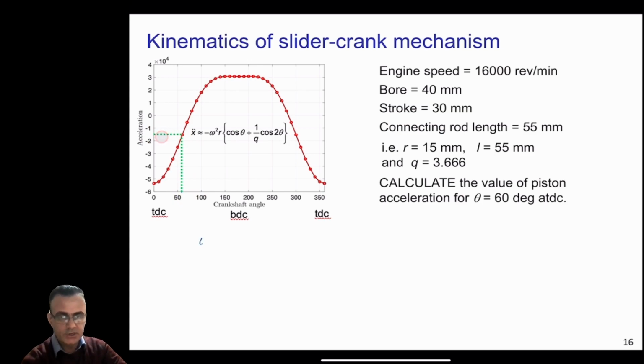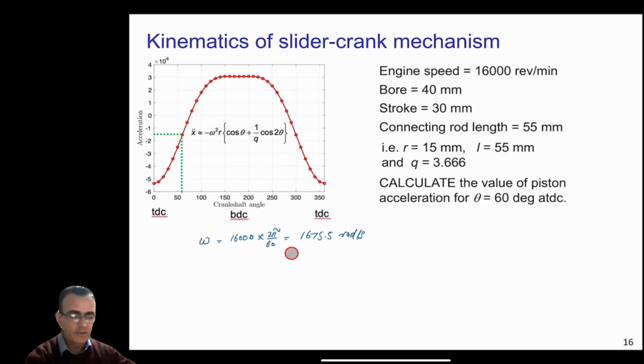So the first thing that you need to do is, because we know the equation for the acceleration, which is this equation here, X double dot equal to omega square R cos theta plus 1 over Q cos 2 theta, we need to calculate omega in radian per second. We are given 16,000 RPM. So we just multiply this with 2 pi divided by 60, and this will become 1675.5 radian per second.